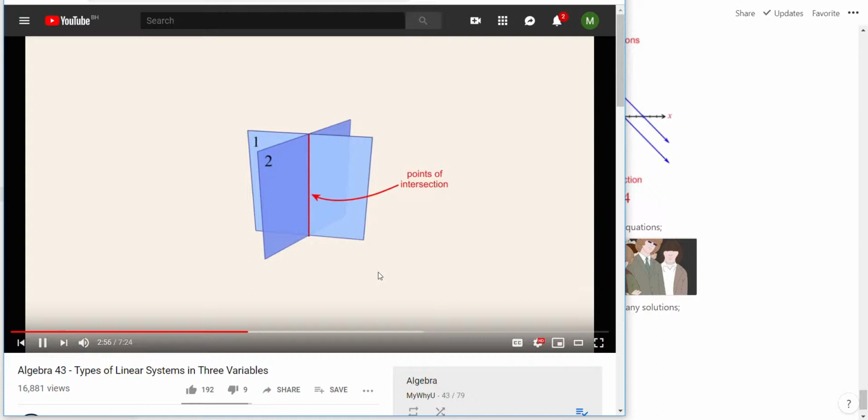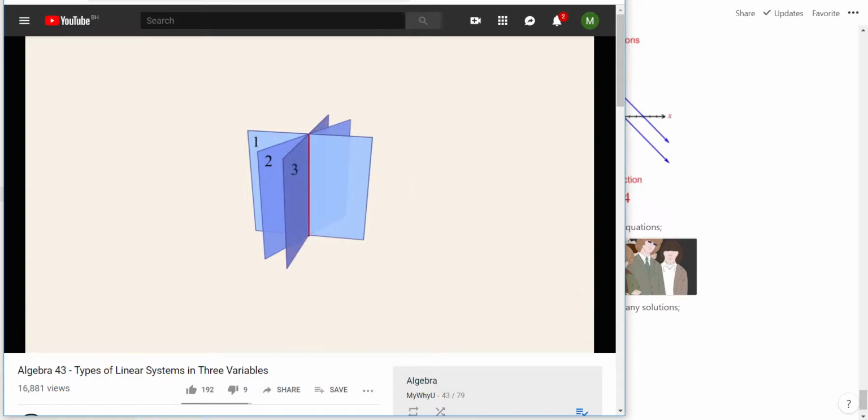If the third plane intersects the other two along this same line, then the common points of intersection for all three planes are represented by that line. The system will therefore have an infinite number of solutions corresponding to every point on the line. The third plane does not necessarily have to be distinct from both of the other planes.